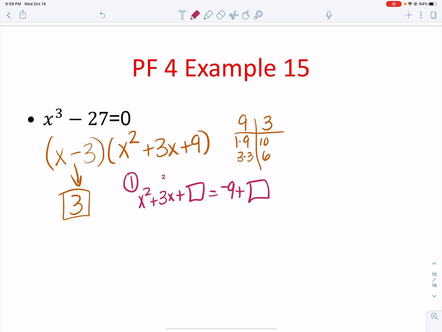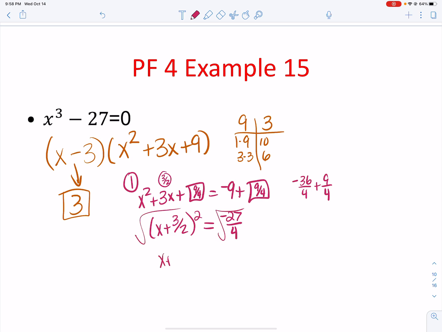And I would half this, which is 3 halves, and I would square it, which is 9/4. And so then I would have (x plus 3 halves) squared equals, so this would be, let's see, -36/4 plus 9/4. So this would be -27/4. Then I would square root both sides. And so I'd have x plus 3 halves equals plus or minus i root 27 over 2.